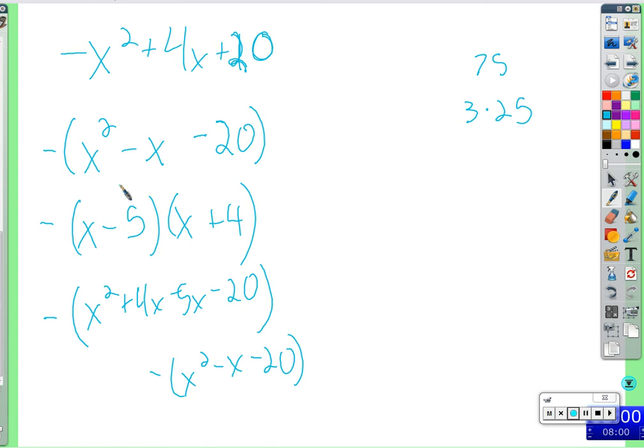Negative times x squared is negative x squared. Negative times negative x, we change that, so this should be a positive x. It comes out to be positive x and positive 20. So, a strategy here: factoring out a negative is a good idea. When the leading coefficient, the coefficient in front of the highest power of x, is negative, factor out a negative, and now you're back to the first thing being positive, and everything is like normal.